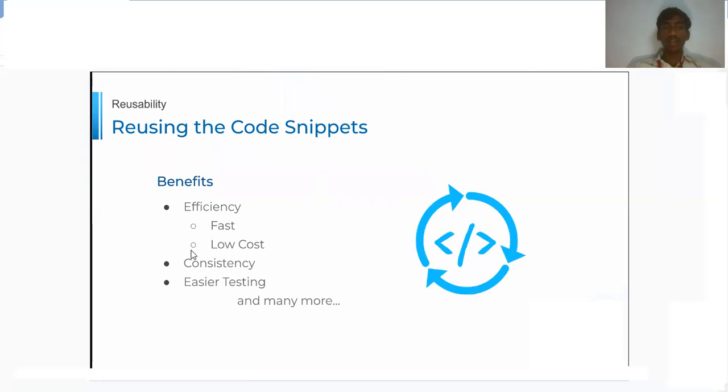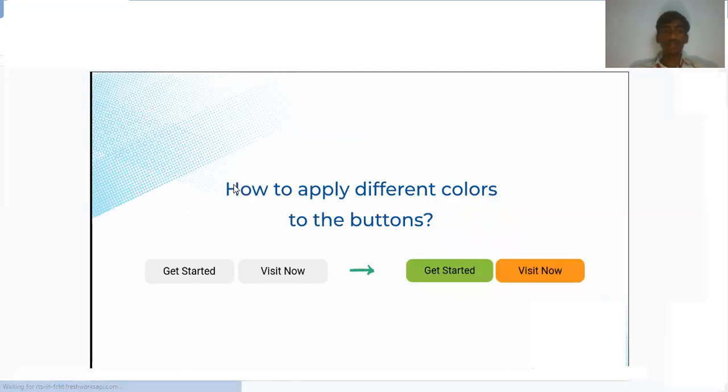What are the benefits of using reusable code snippets? Reusable code snippets have many benefits, like efficiency. That means if we use reusable code snippets, our code runs faster and at low cost. It also builds consistency, so that we know which styles are being used. And it is easier for testing.